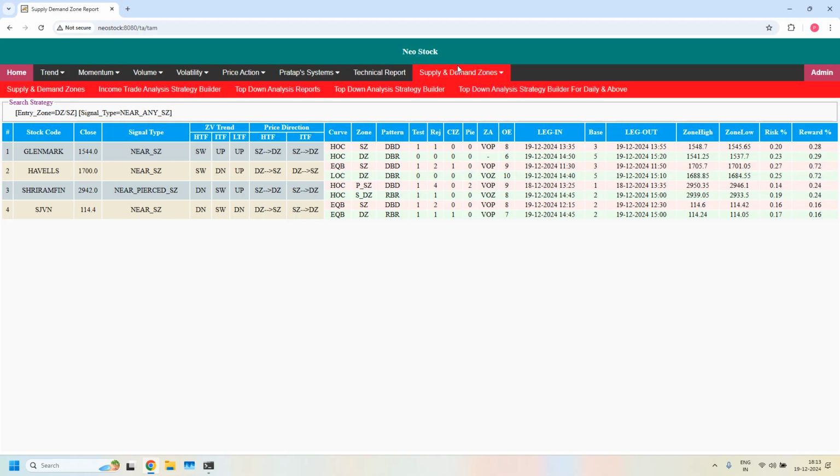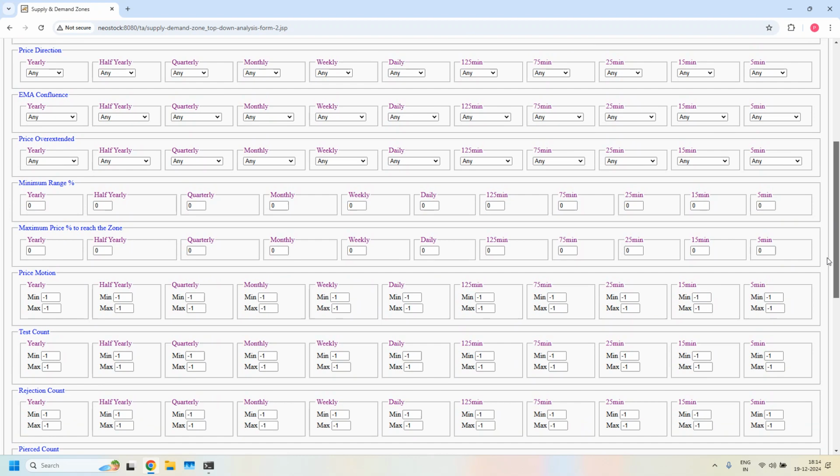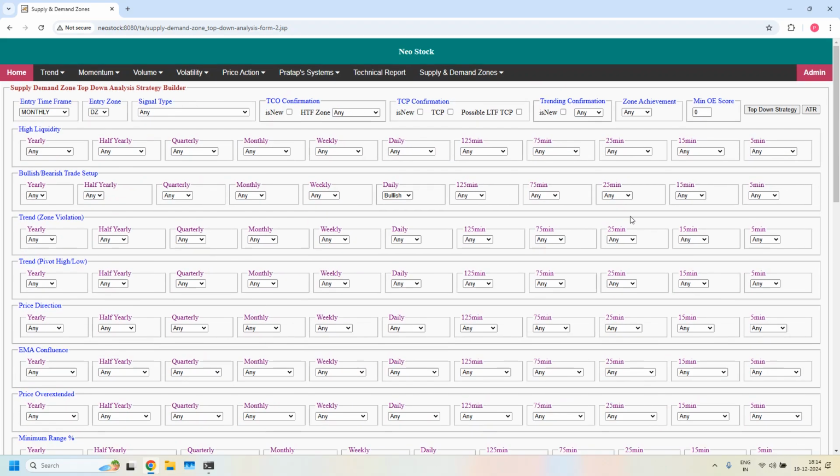Next we will generate bullish and bearish trade setups for monthly, weekly and daily income trades. Bullish trade setup monthly income trade. Entry zone is a demand zone. Bullish or bearish daily, we are selecting bullish. And this daily demand zone should not be pierced. So in the pierced count, daily time frame, minimum value 0, maximum value 0. That means zone is not pierced.